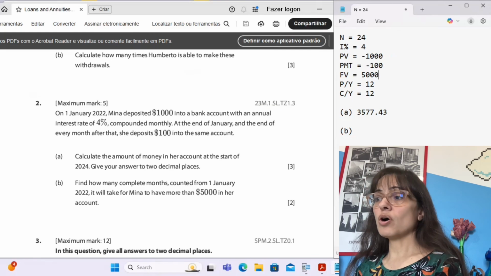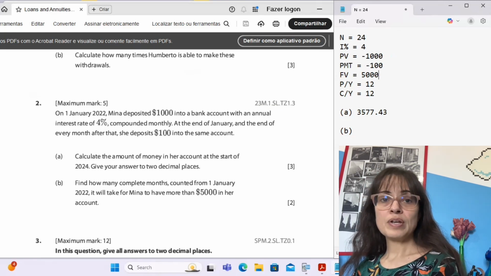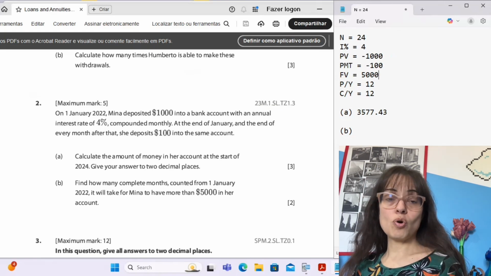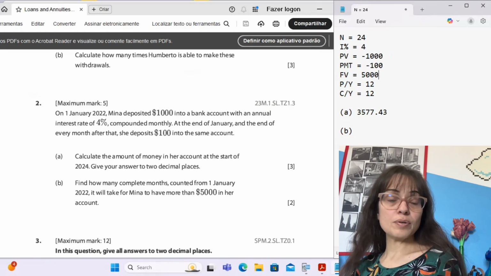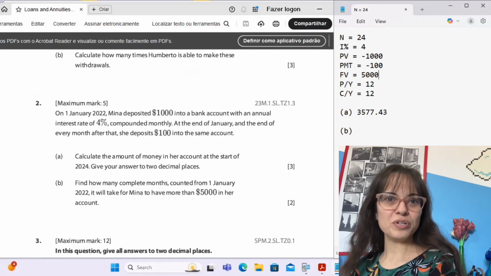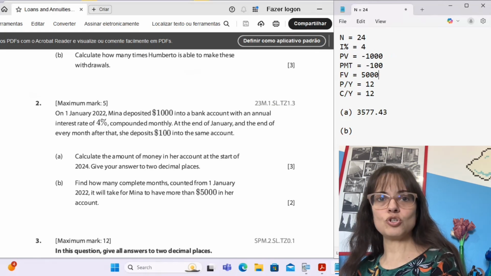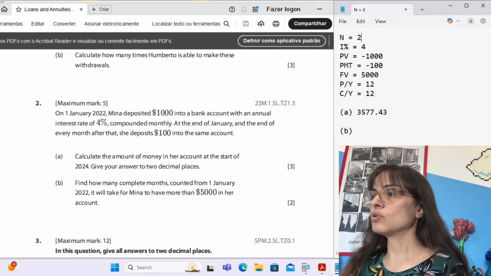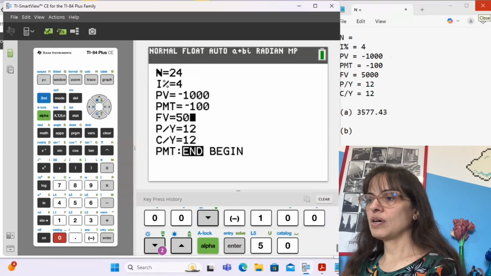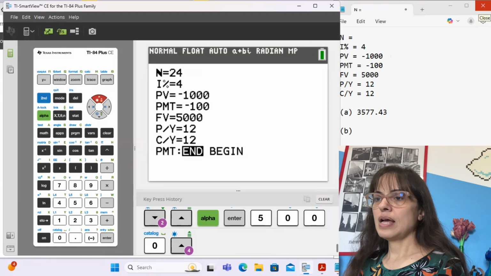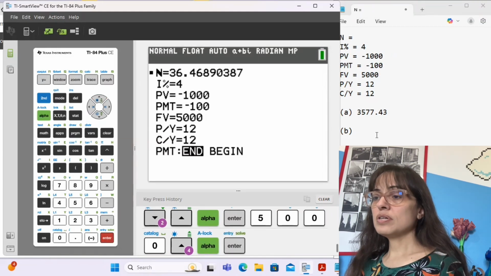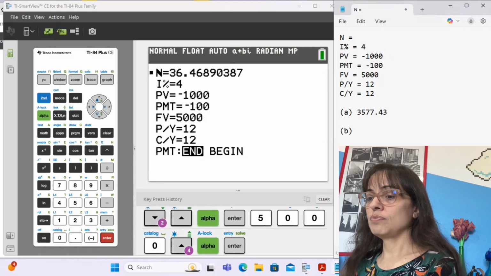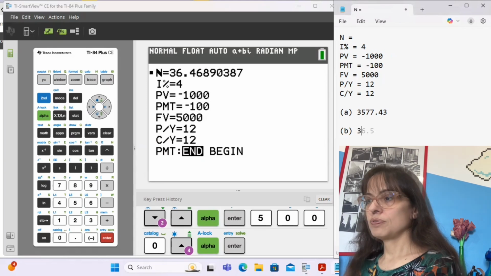So now the future value is 5,000 that they want. I'm going to put that as a positive 5,000 in the future value, as if she was withdrawing all of that money. She's not necessarily going to do that, but she could. And that is the way that you put this question into the calculator. So you put the 5,000 here, ask for the number of periods, so that is 36.5 in three significant figures.